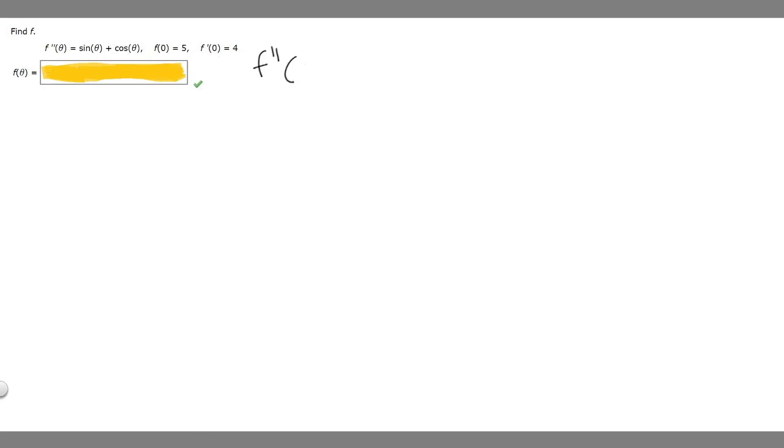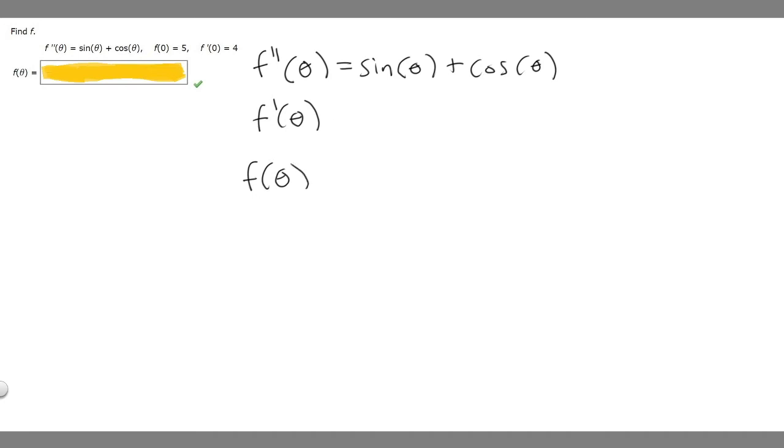So we have f double prime of theta is equal to the sine of theta plus the cosine of theta. In this, they're asking us for f of theta, so we should try and transform this function into f of theta. If we find the antiderivative of this function, we're going to get f prime of theta. Then if we find the antiderivative of that, we're going to get f of theta. So let's go ahead and do that.